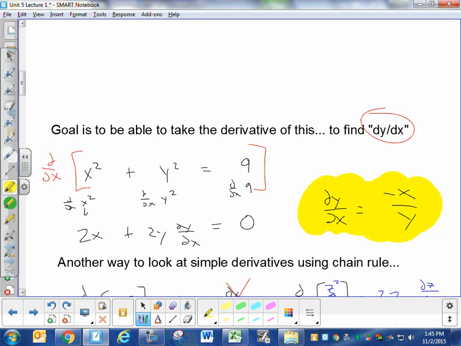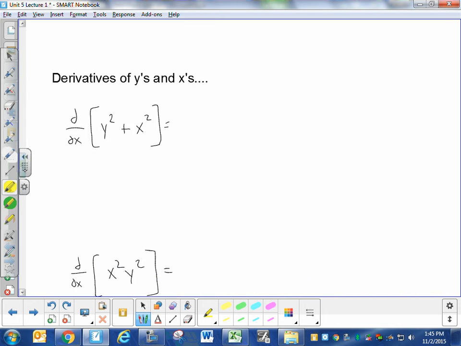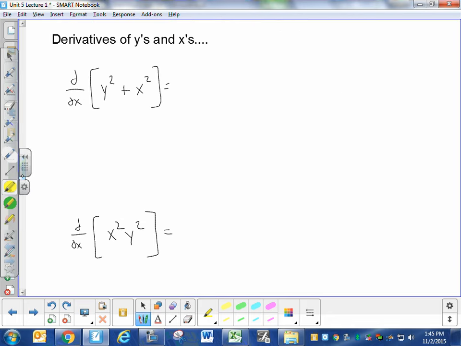I will go over the step-by-step procedure of how I got there. Right now, we need to practice taking derivatives of x's and y's so that we're ready to take derivatives of these implicit equations. Okay, so let's go and practice taking derivatives of x's and y's. Important thing to know when we have x's and y's, or x's and y's and numbers, is that the rules still apply. Okay.